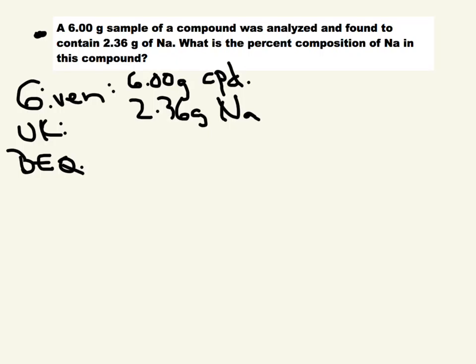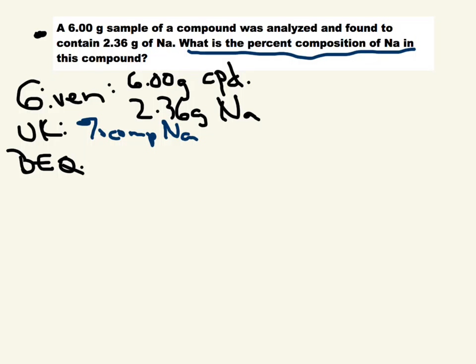Your unknown is the percent composition of sodium for that particular compound. So we have a given and an unknown, and we have to go from our given to our unknown. In this case, it wouldn't be a pathway, it would be a basic equation.